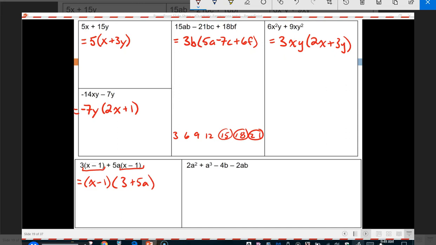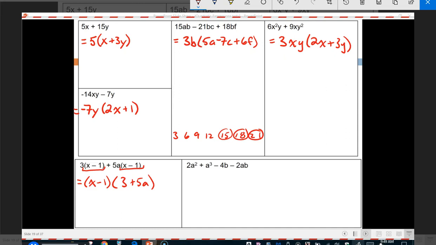Now, let's look at this one. We have 4 terms here. We have 2a squared plus a cubed minus 4b minus 2ab. Now, there's no common factors for all the terms. 2 goes into 2, 2 goes into 4, 2 goes into 2, but it doesn't go into 1. So technically you can do 1 into all of these, but that doesn't help us. There's no common letters for all of them. There's a's here, but the middle term doesn't have an a.